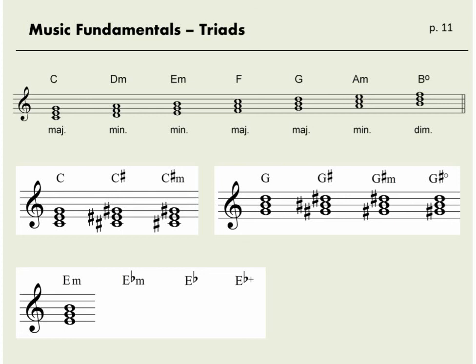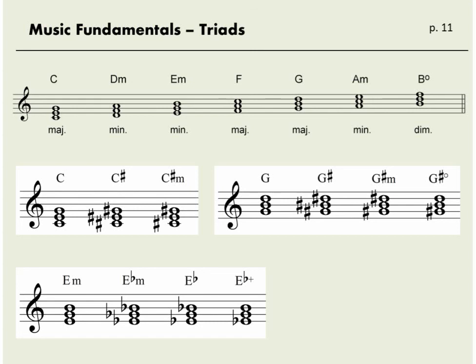And how about three based on E? E, G, B is minor, so E flat, G flat, B flat has to be minor. To go from minor to major, we'll raise the third, E flat, G, B flat. And to go from major to augmented, we'll raise the fifth, so E flat, G, B.